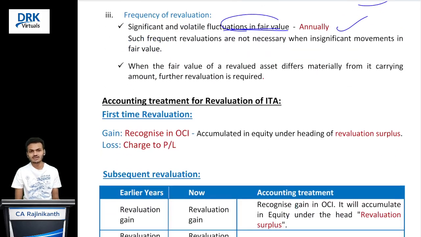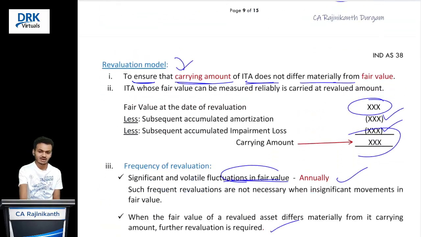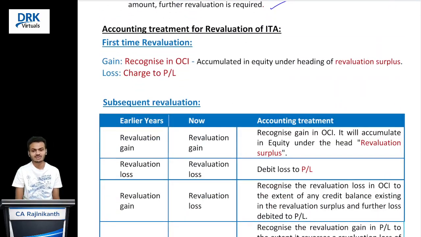And after revaluation, if it was materially different, you revalued. Even after revaluation, if the carrying amount of your intangible asset is still materially different from fair value, you go for further revaluation. That is what the standard is saying. Right? So how to deal with revaluation accounting? If it is a first-time revaluation and we get a gain, recognize it in the OCI section, and it will accumulate in equity under the heading revaluation surplus. If it is a loss, charge to the P&L section, that's it.